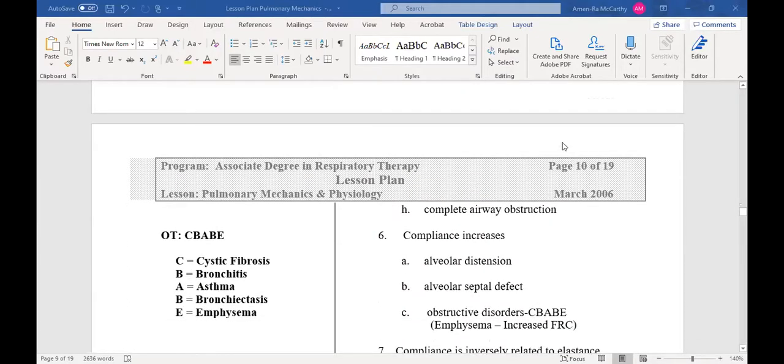All right. And then, of course, complete airway obstruction. That would be something that causes your airways to completely close up. All of your airways are completely closed. Therefore, the lungs are not going to ventilate. So that's a low compliant lung.